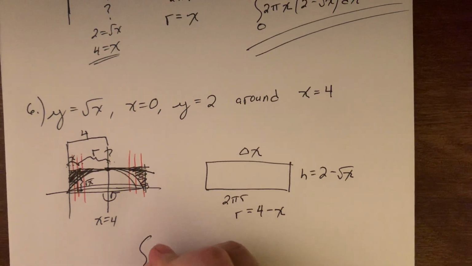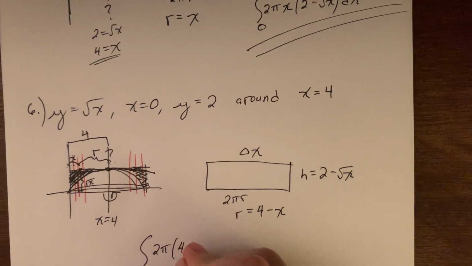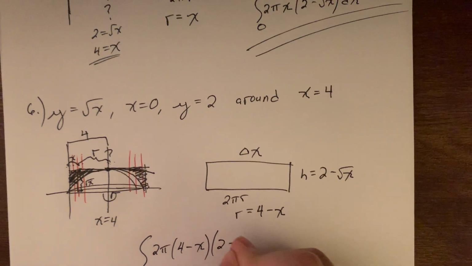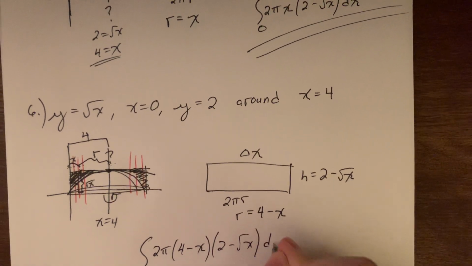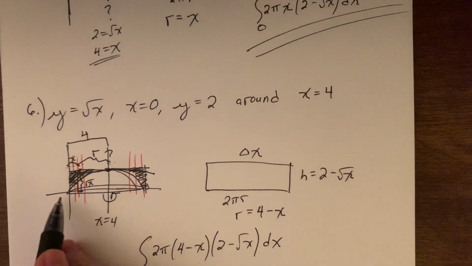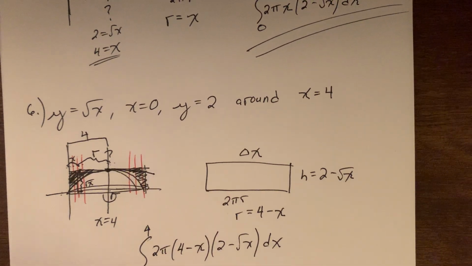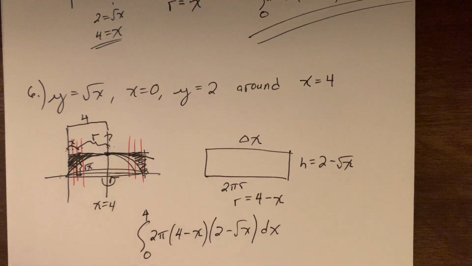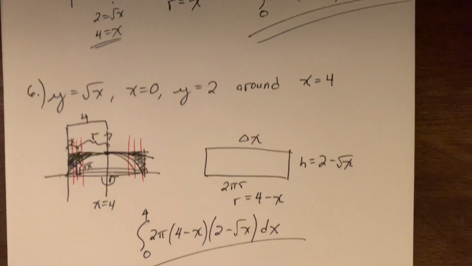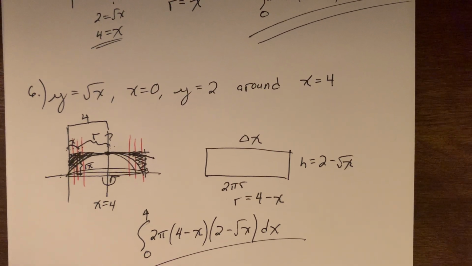So that's it. So I've got 2 pi r h times the thickness, and we're still peeling from here to here. So once again, 0 to 4 for bounds. Setup, that's it, that's perfect.